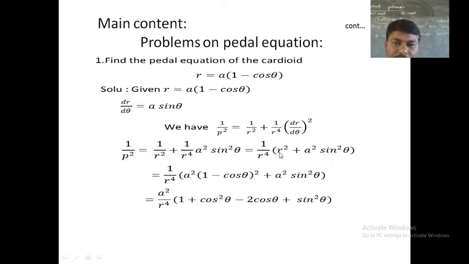By using the given curve r is equal to a into 1 minus cos theta, r square can be written as a square into 1 minus cos theta whole square plus a square into sin square theta. Take a square outside. Expand this one, we get 1 plus cos square theta minus 2 cos theta plus sin square theta.